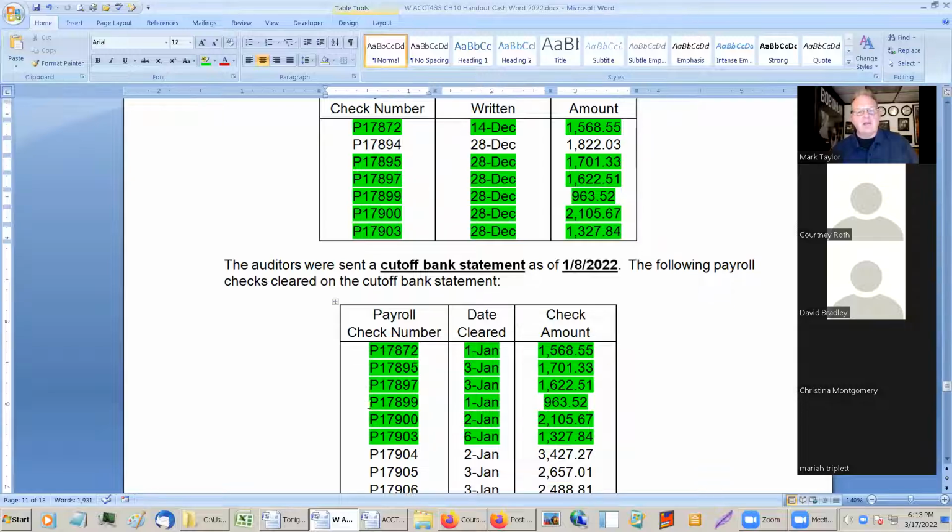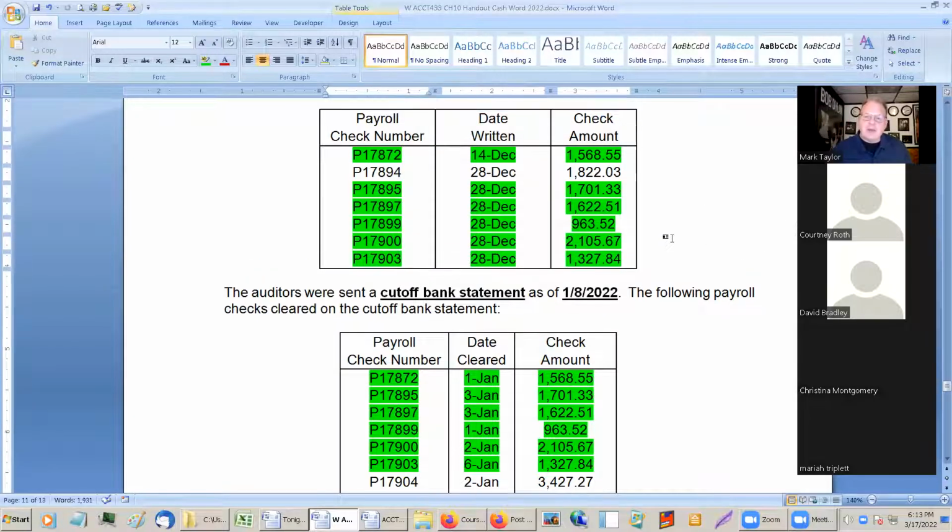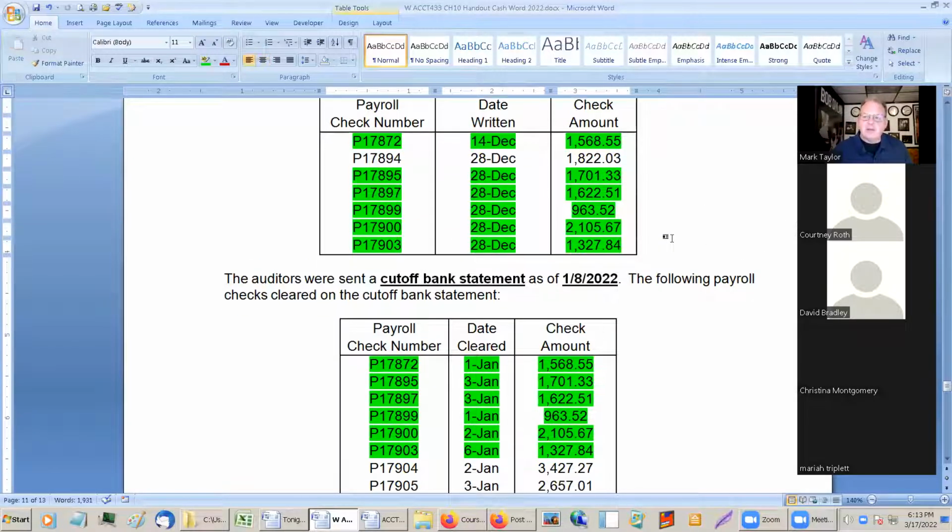Okay, so it looks like everything except P17-1984 cleared. You may look into that, but that may not be that big of a deal. There could be somebody who didn't cash their check for some reason or something like that. You may want to follow up on it to see what happened to that payroll check.